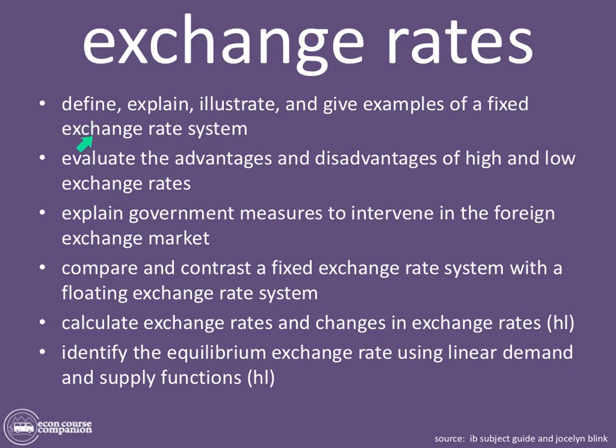Also, can you define, illustrate, and give examples of a fixed exchange rate system? Can you evaluate the advantages and disadvantages of high and low exchange rates? Can you explain government measures to intervene in the foreign exchange market? Can you compare and contrast a fixed exchange rate system with a floating exchange rate system? Do you know the difference? Can you say, these are the benefits of this, these are the benefits of that?